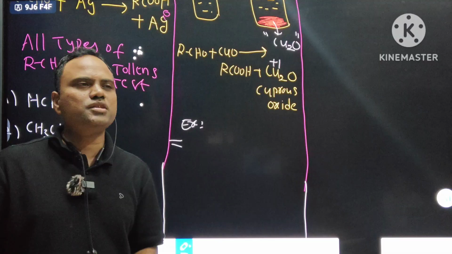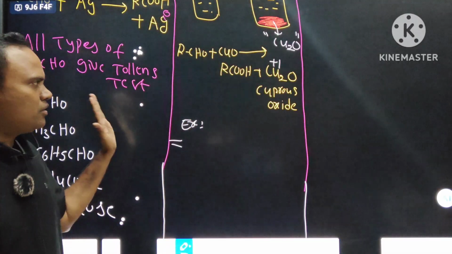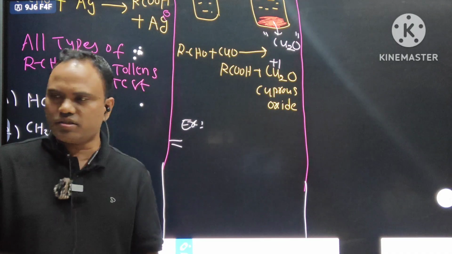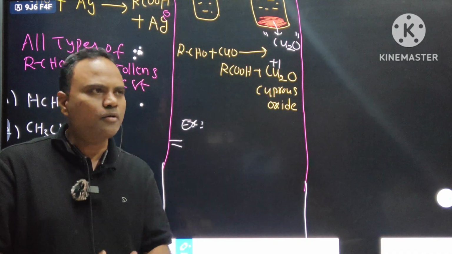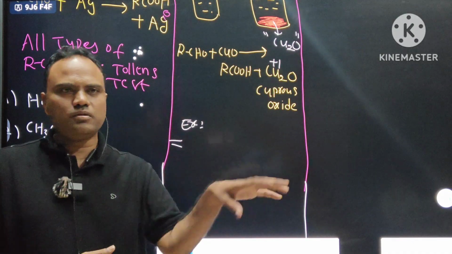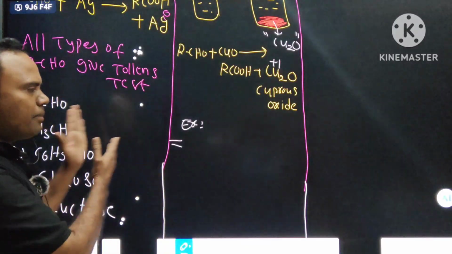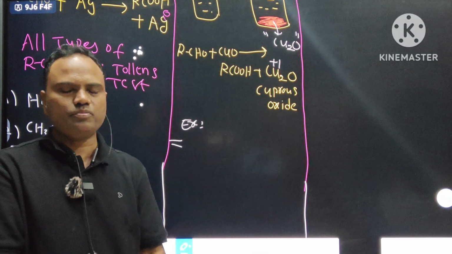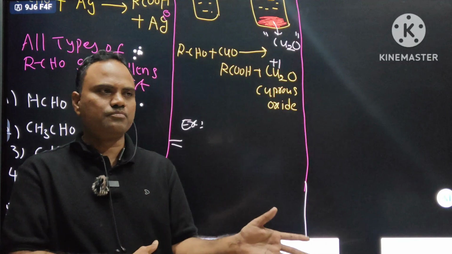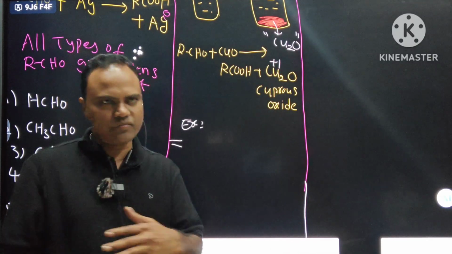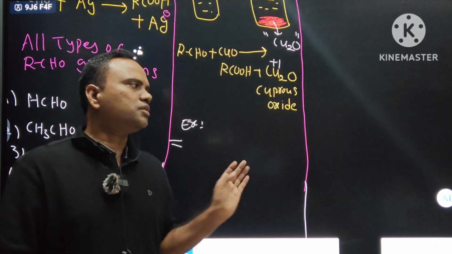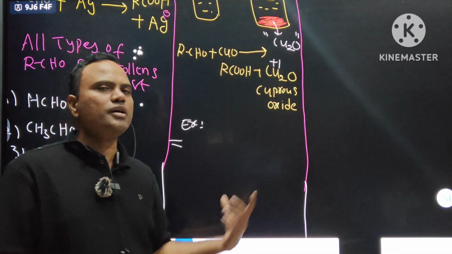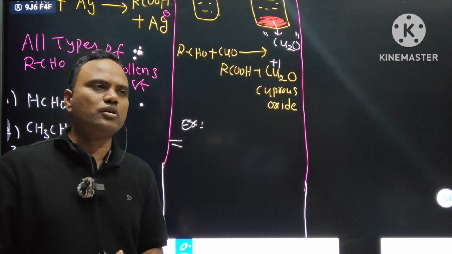Clear? See, what is the reason? All are mild oxidizing agents only. Tollens' is a mild oxidizing agent. Fehling's is mild. Benedict's is also mild. But if we compare the oxidizing power, compared to Tollens', these two are poorer oxidizing agents. Overall all are mild only, but in relative comparison, these two are milder compared to this. That's why these two are unable to oxidize benzaldehyde.